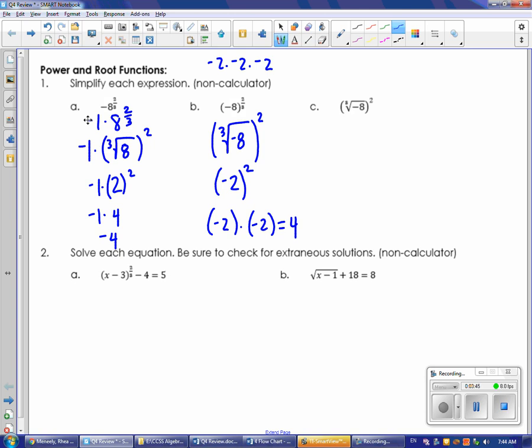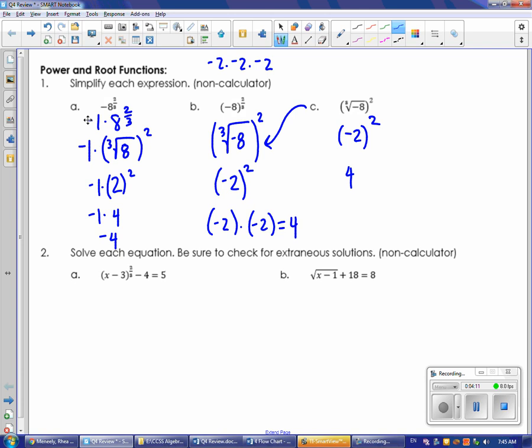Letter C, you'll notice, is ultimately the same thing as letter B, because the negative is included with the 8 underneath the radical. So when I take the cube root of -8, I get -2, and then when I square that, I get +4. Okay, so I just want to make sure that everyone's clear about the different ways that we can express the quantity, and that having those parentheses around a negative number are important if that's what you need to do to solve the problem.